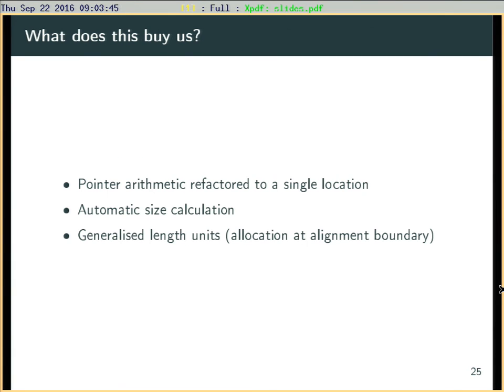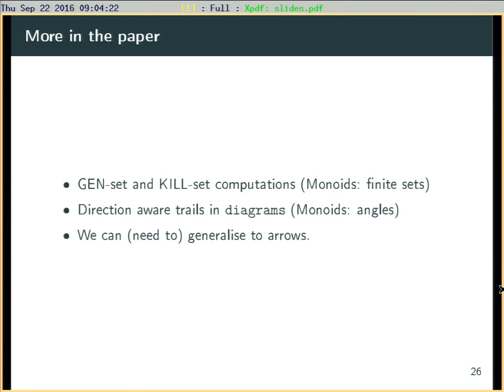Okay. So what does all this buy us? As a result of this interface, there is only one place where you define the pointer action or the offset monoid's action. That is the only place where there is any explicit pointer arithmetic. All size calculations and offset calculations are done by the semi-direct product or the twisted functors, and you can generalize it further. For example, if you want all the memory elements to be allocated at memory boundaries, the alignment boundaries, this can be done. Okay. There is more in the paper, but since my time is up, I'll just stop here.